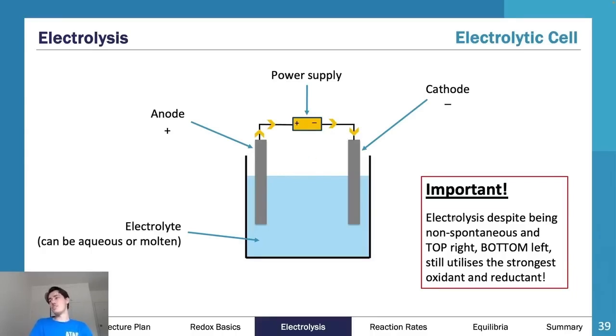Now, electrolysis, despite being non-spontaneous and top right, bottom left, and that's something that we will talk about, we will still use the strongest oxidant and the strongest reductant. So no matter what, we are going to use the strongest reductant and the strongest oxidant. That is just the reality of this situation. We will always still utilize them.